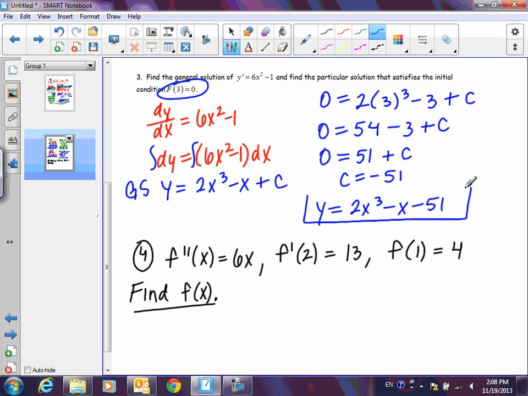Now, I get that there's a lot of chances to make mistakes here. That you know what you're doing, but you make silly little mistakes. This is why I'm really going to encourage you to check your answer. So there's 2 ways you can check your answer. If you plug a 3 in, you should get 0. If you don't, you messed up. You also should be able to take the derivative of this. In other words, make sure that y prime is what you started with.